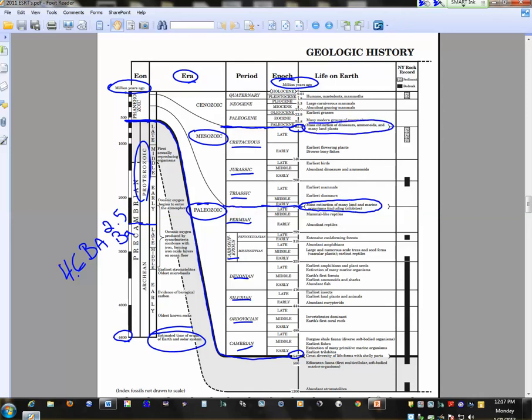That was the meteorite impact down off the coast of Mexico and the Yucatan Peninsula. And that starts the Cenozoic era, which is the era of mammals. We have the Paleogene, Neogene, and the Quaternary period, which we're in right now. All part of the Cenozoic era.